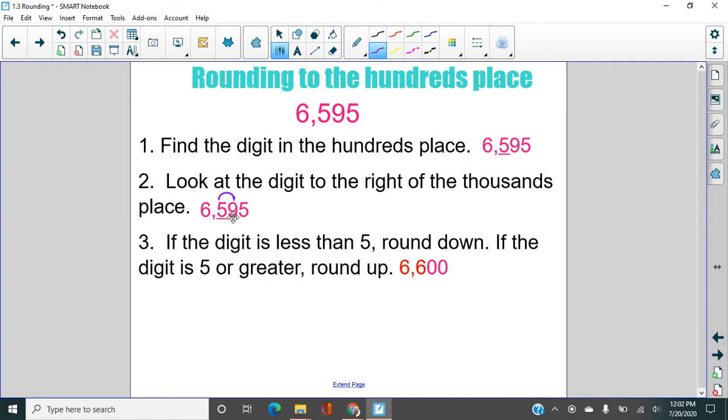So looking at this 9, I think, okay, is this 9 5 or above? Well, yes, it is. It's more than 5. So it's going to shove this 5 next to it up to a 6. So that's where this 6 came from. Everything after what we underlined becomes a 0, but we're going to keep this 6,000, right? We weren't dealing with the thousands place, so it just kind of stays the same.